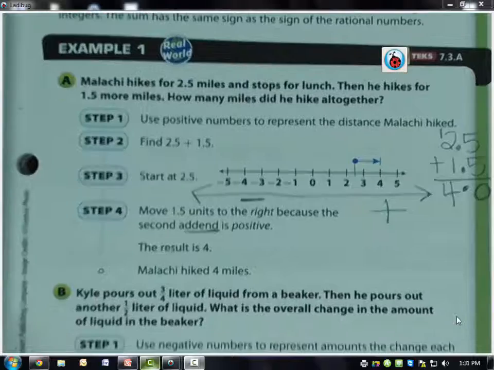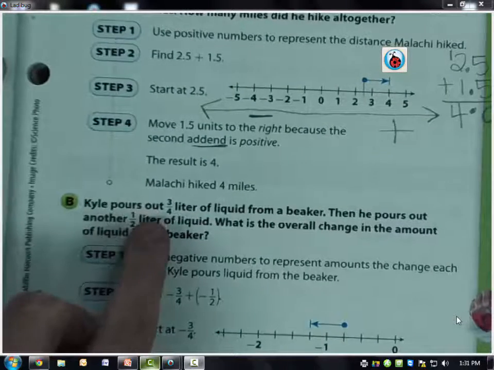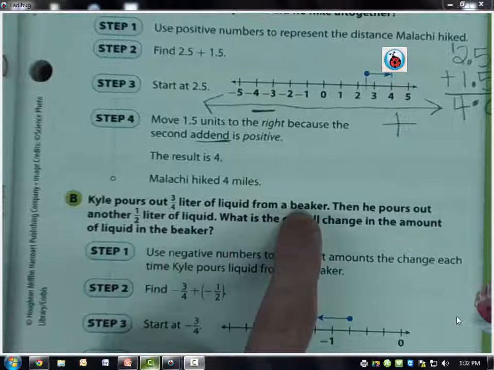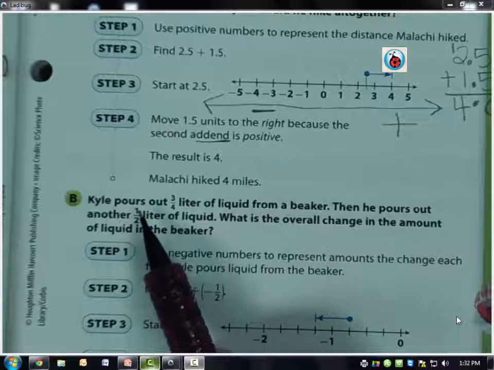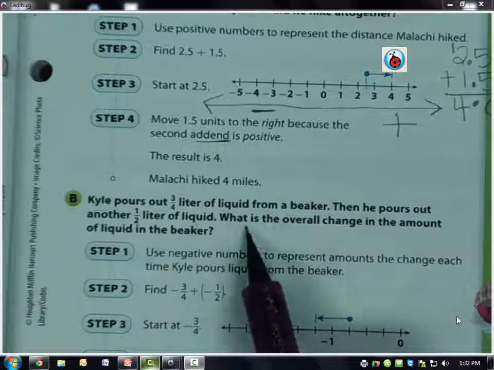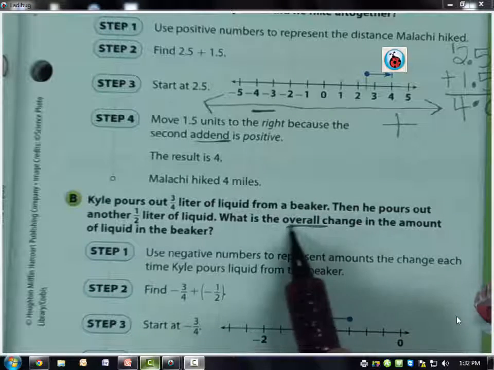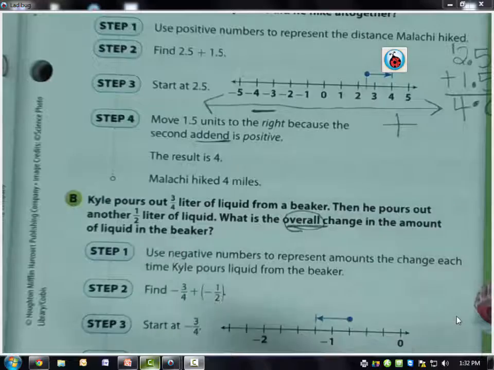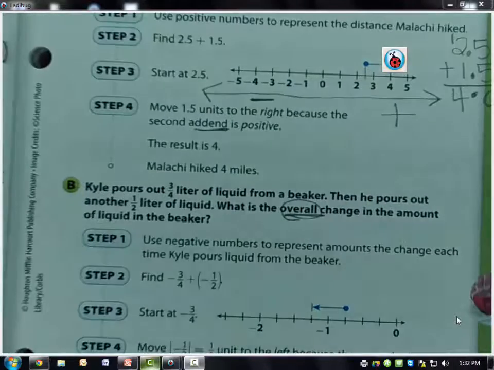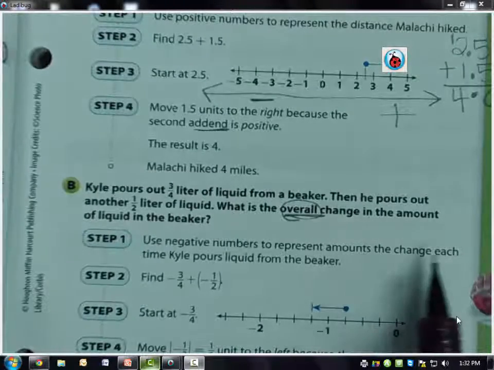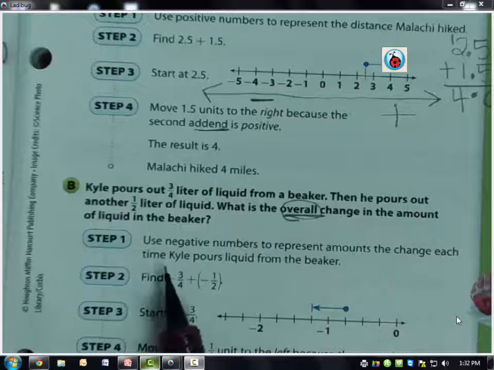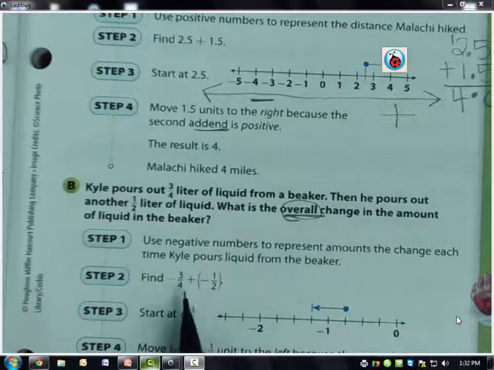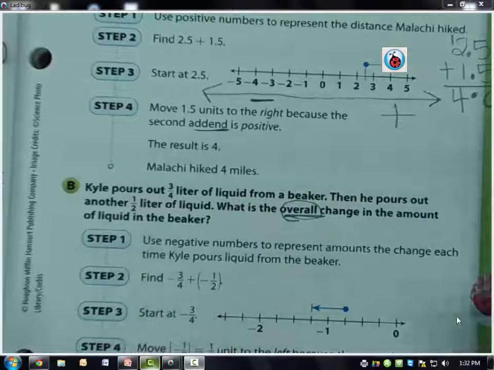Alright, Kyle pours 3/4 liter of liquid from a beaker. Then he pours out another 1/2 liter of liquid. What is the overall, okay, keyword, overall change in the amount of liquid in the beaker? So we use negative numbers to represent amounts that change each time Kyle pours liquid from the beaker. Alright, let's start out. Well, we start with negative 3/4 because he pours it out.